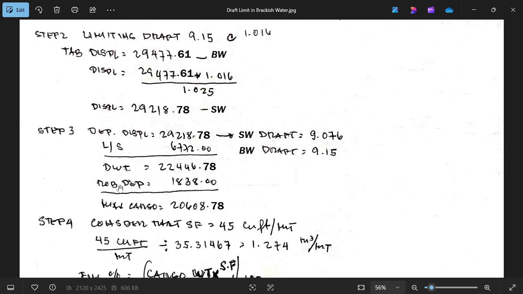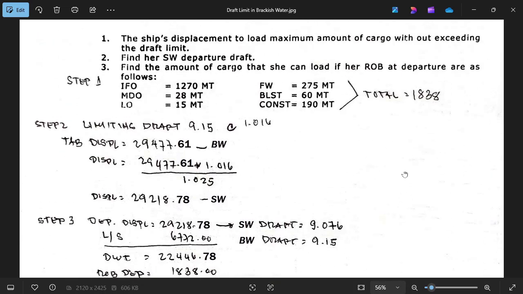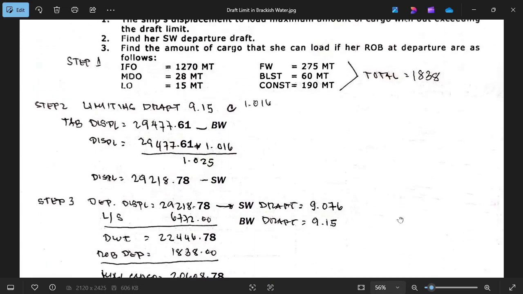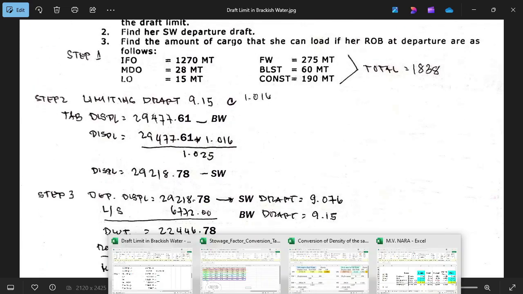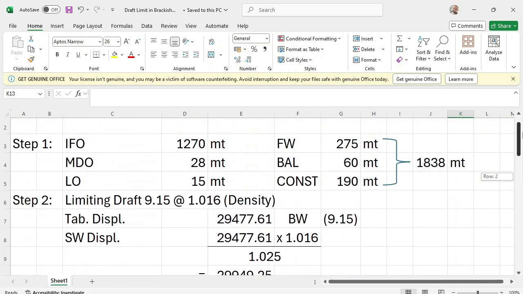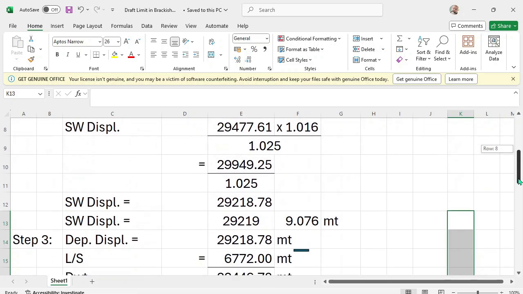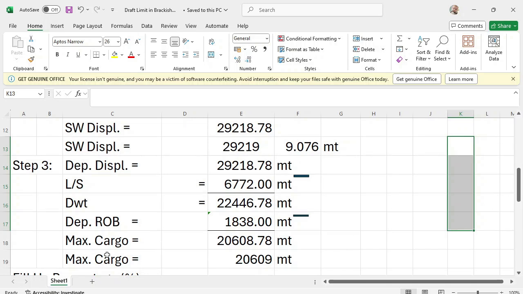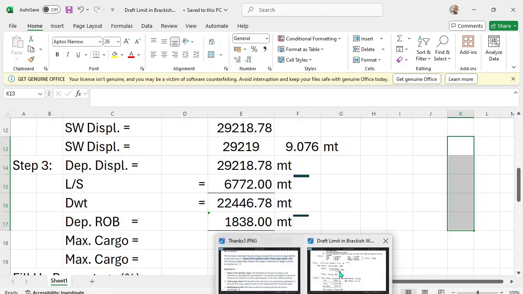Then minus your ROB, departure ROB of 1838, which is this one. I put here your dead weight minus your ROB of 1838, and your maximum cargo to load will be 20608.78 or 20609.